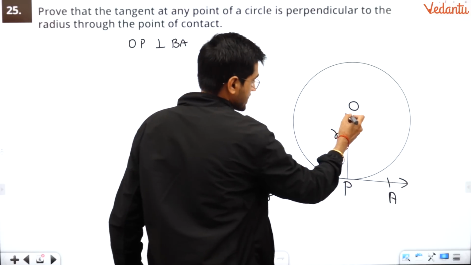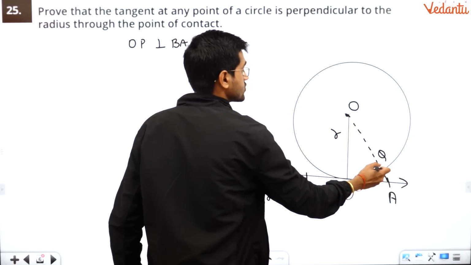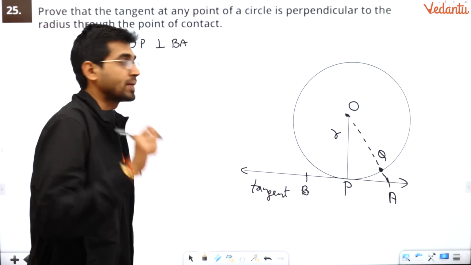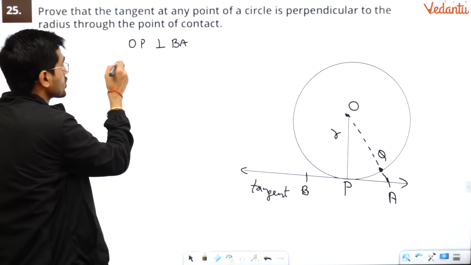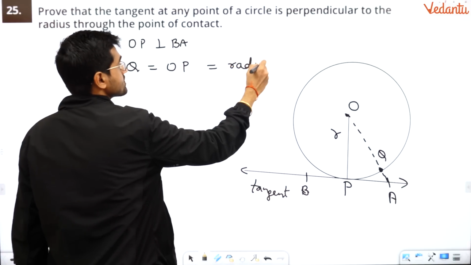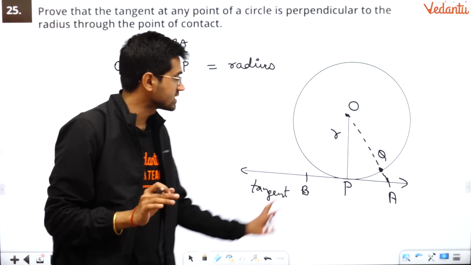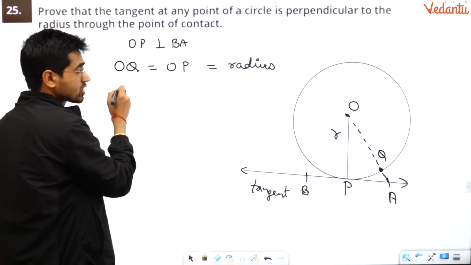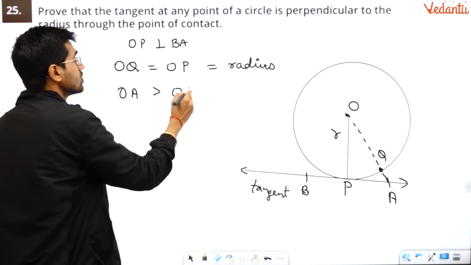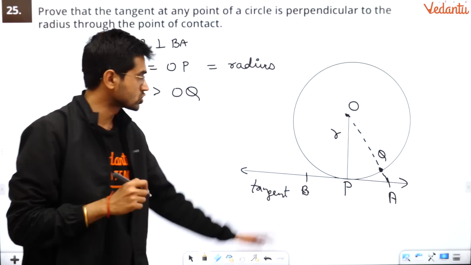We can just join this and call this point Q. This is A. Now understand my point. Can I say that OQ and OP are equal? Yes, because they both are radius. Just understand this slowly. I'm not moving fast in this. So can I say that OA is more than OQ? Yes, OA is more than OQ. It is obvious because OQ is a part of it.